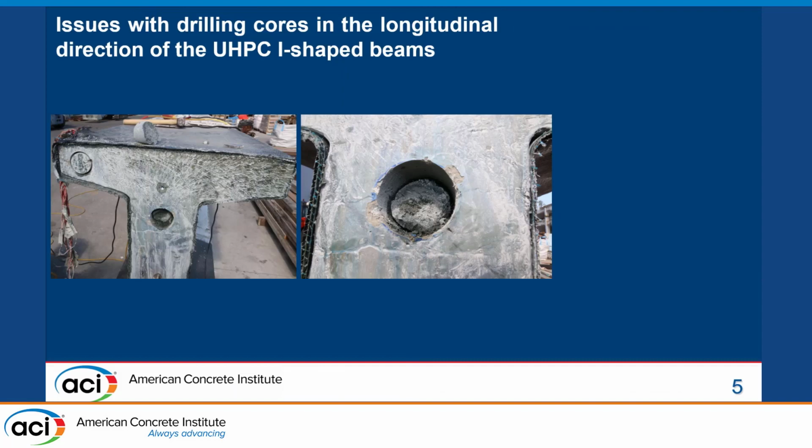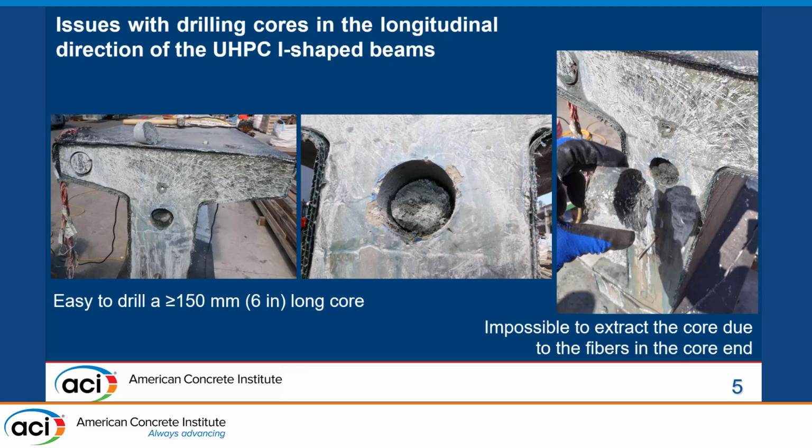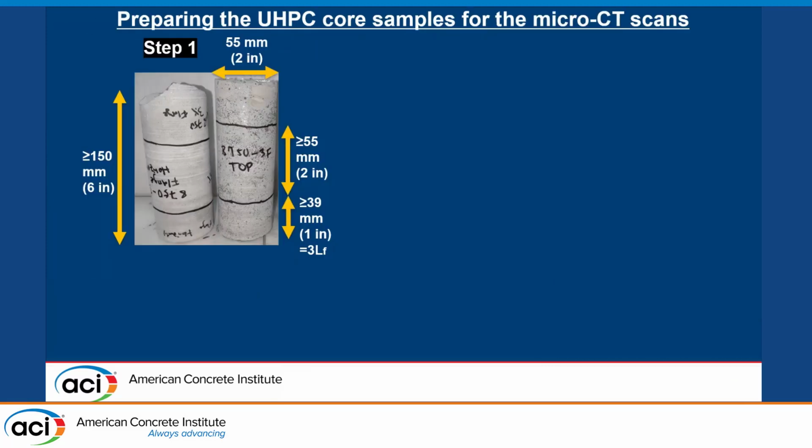To be honest, there are some issues with drilling cores in the longitudinal direction of UHPC beams. It's really easy to drill a 150 millimeter long core. What is really hard, almost impossible, is to extract the core due to the fibers in the core end. So therefore, in this study, we only have cores from the transverse direction.